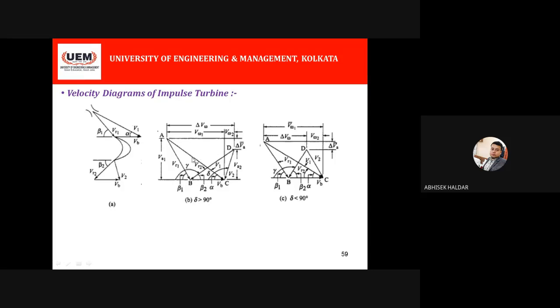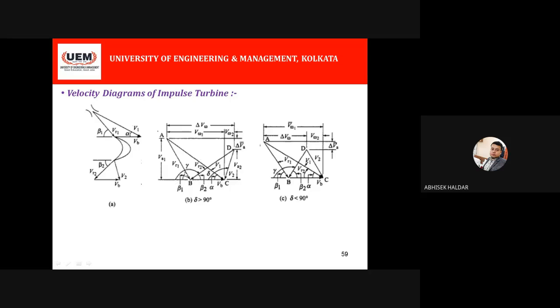There is no change in the inlet velocity triangle, but the outlet velocity triangle depends on many factors. It depends on the outlet velocity, the nozzle angle, and the friction acting on the blades. So depending on that, delta may be greater than 90 degrees or less than 90 degrees, but the nomenclature will be the same: V2, VR1, V1, VR2 will be the same. Here also BD is my VR2.